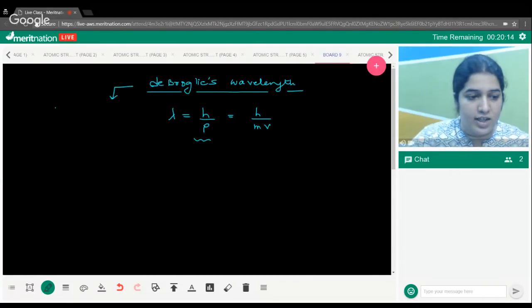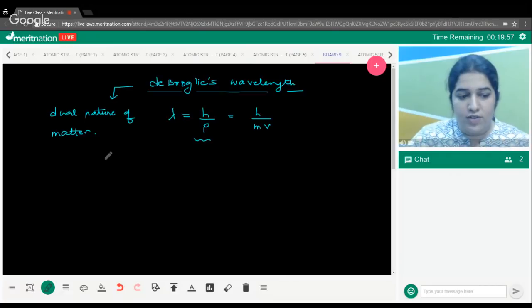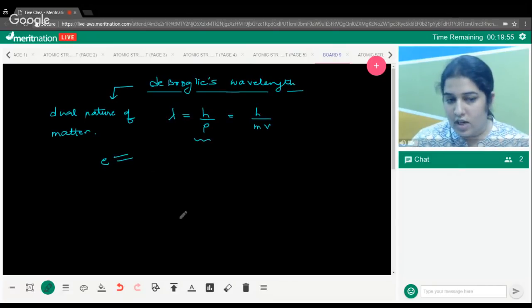So this actually explained the dual nature of particles, of matter basically, dual nature of matter. So it told us that similar to photons which have particle nature as well as wave nature, electrons will also have both kinds of natures. The particle nature will be exhibited and the wave nature will also be exhibited.